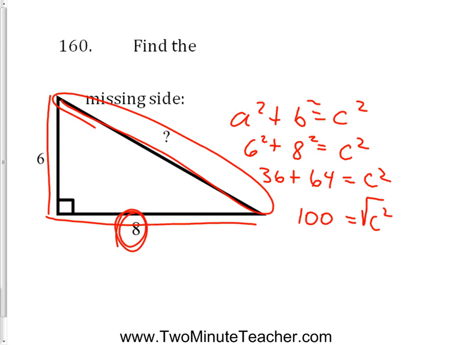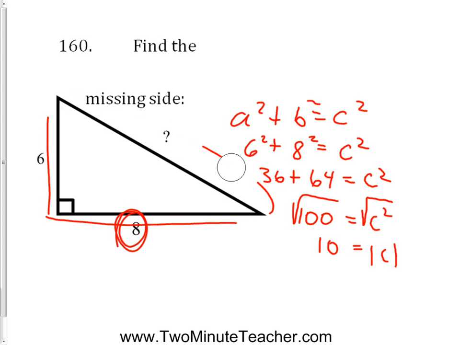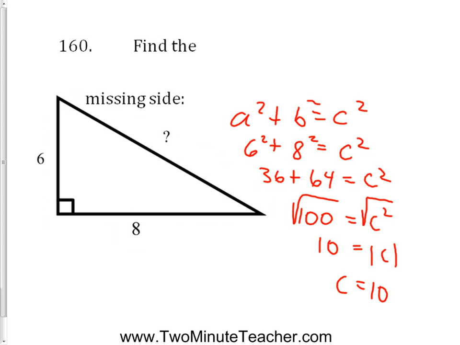Well, how do you finish? You square root both sides. And technically the answer is the absolute value of c is 10. But in reality, I don't want two answers of 10 and negative 10 because I can't have a side length be negative 10. So I can not worry so much about that absolute value thing and just say that my answer is c equals 10. All right, so that was a squared plus b squared equals c squared to find the missing side.